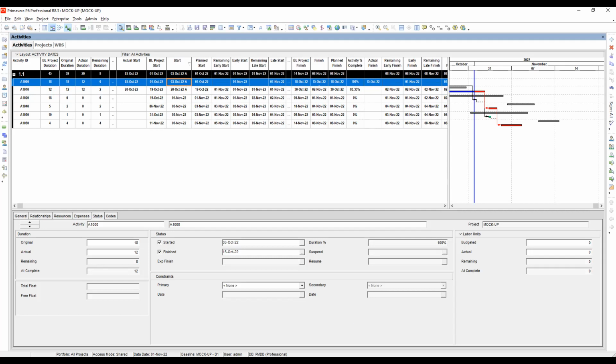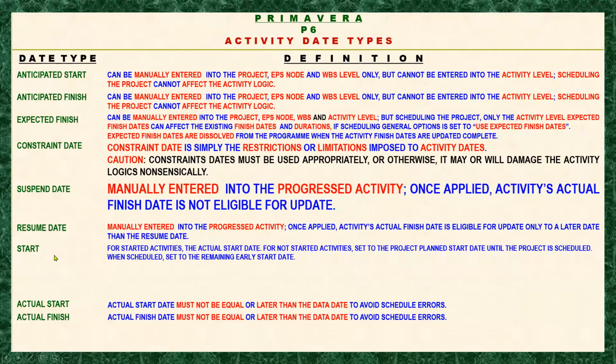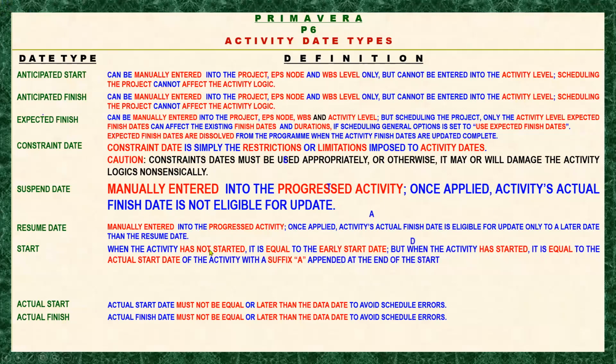So we will start. This is our observation. When the activity has not started, it is equal to the early start date. But when the activity has started, it is equal to the actual start date of the activity with a suffix A appended at the end of the start date.